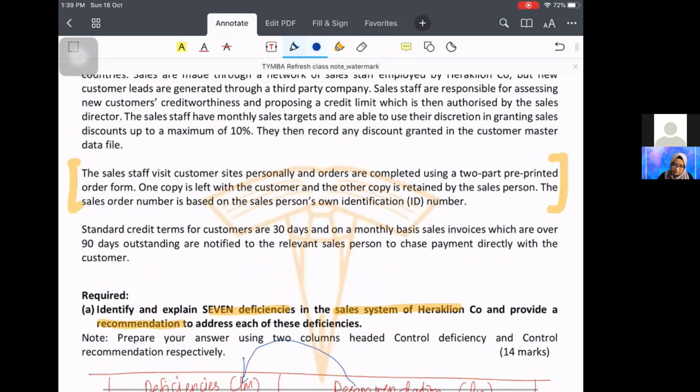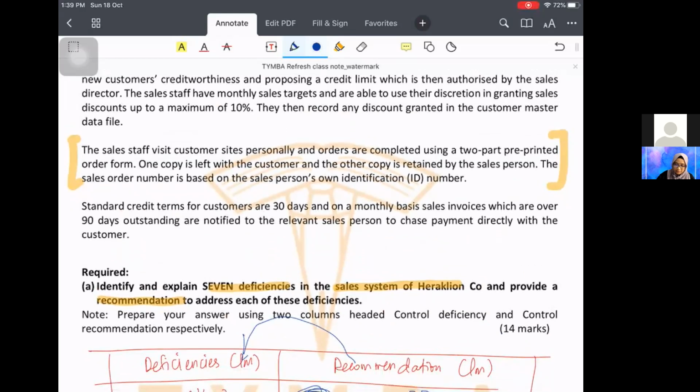Let's just look at one answer. Okay, this paragraph. The sales staff visit customer site personally. Orders are completed using 2 part pre-printed. 1 copy is left with the customer and the other copy is retained by the salesperson. The sales order number is based on the salesperson's own identification number. So I want to highlight the last sentence.